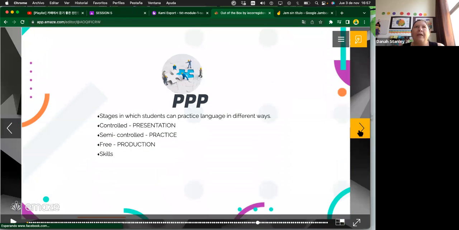PPP. I think that this is the most popular method, the one mainly used in all the classrooms. And well, the traditional one, no? We have 3 stages: the presentation, the practice, and the production.